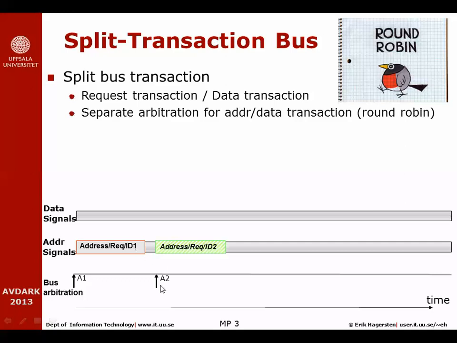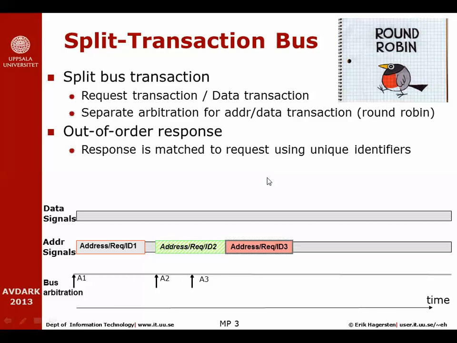We arbitrate for the bus again to send the second transaction, and if we arbitrate for the bus to send the third transaction and the bus is busy, we have to wait until it's our turn to send the transaction. So eventually, back to back, we'll send the third address transaction with the request encoding as well as some unique identifier.